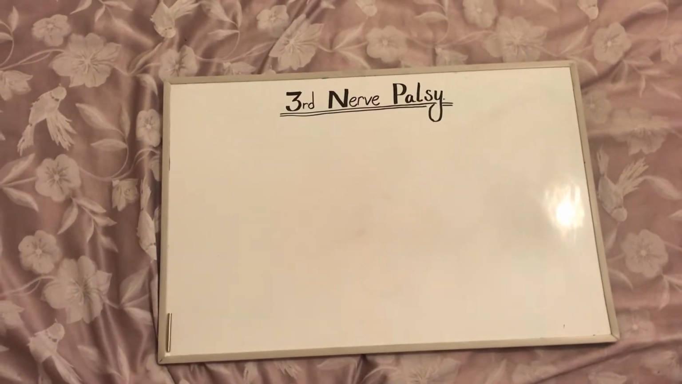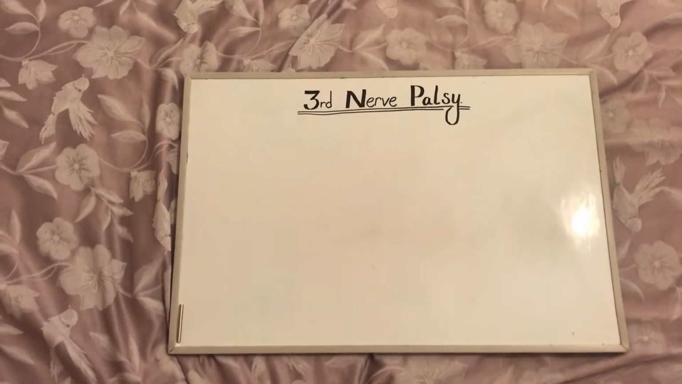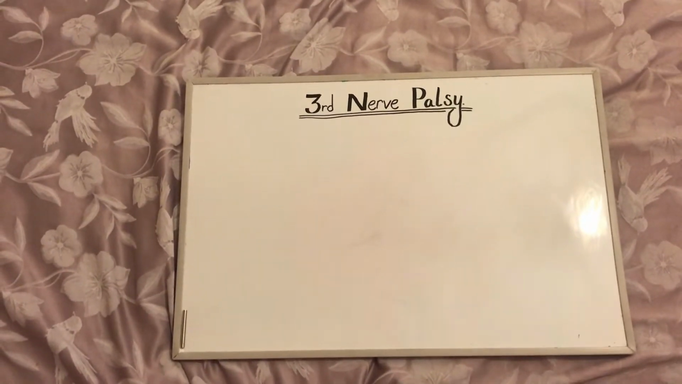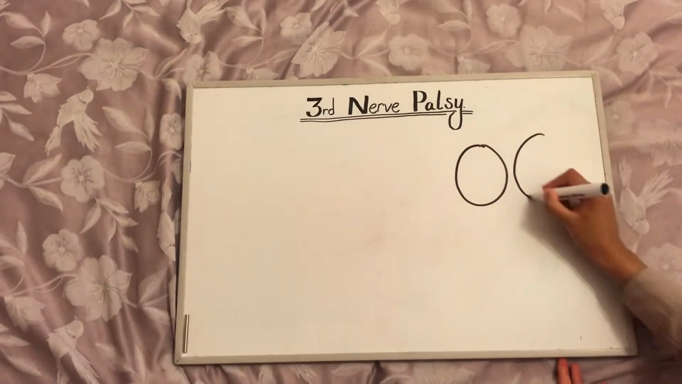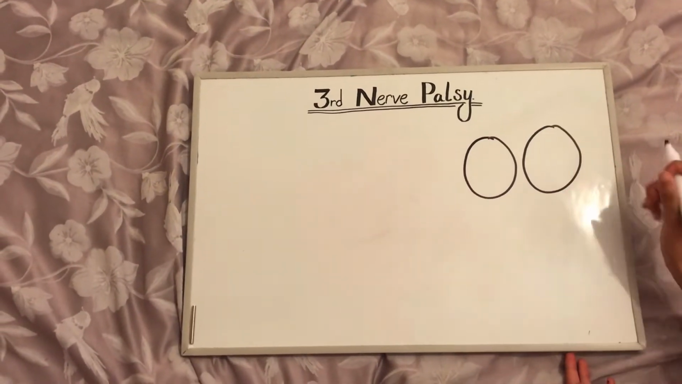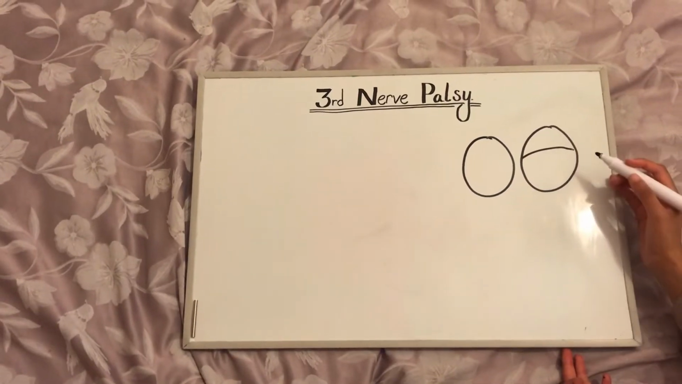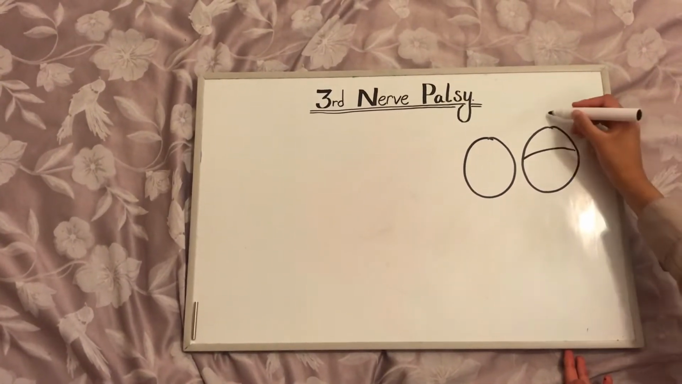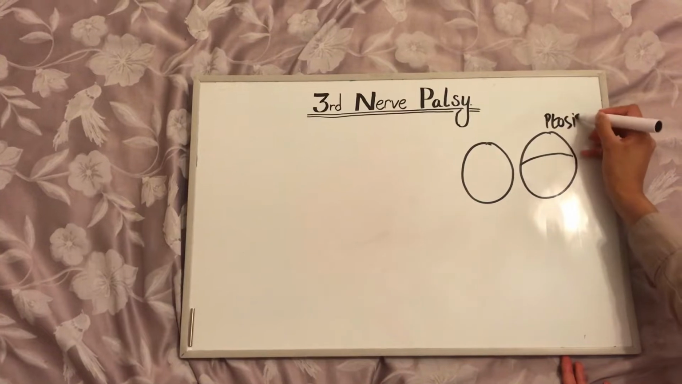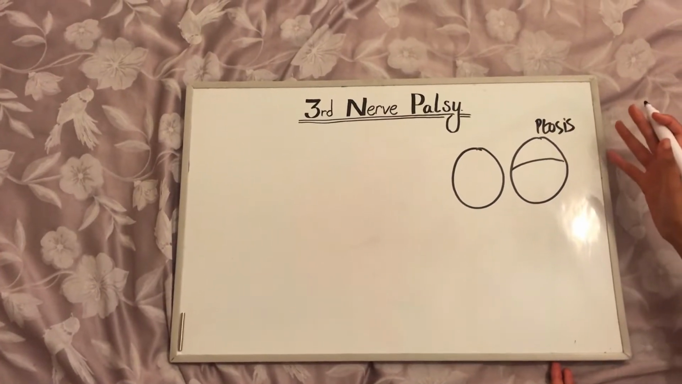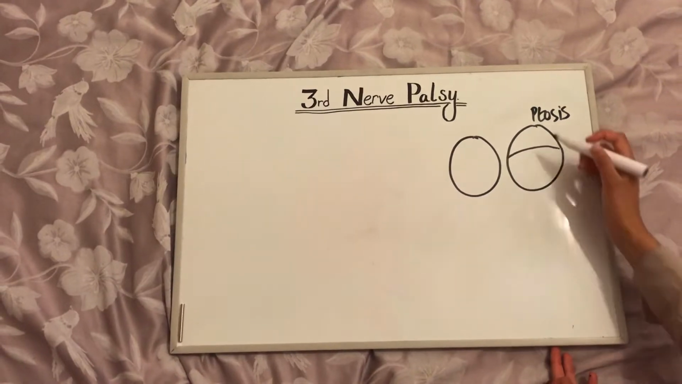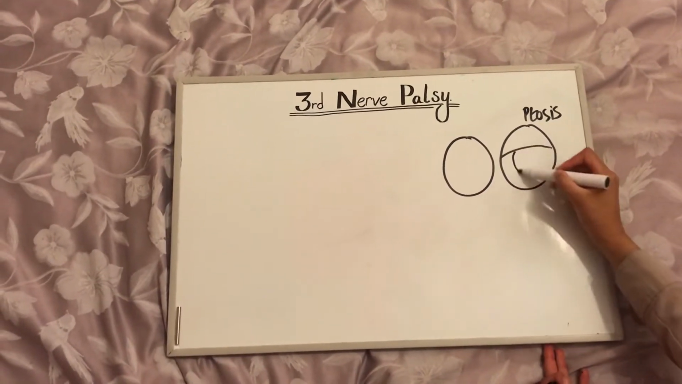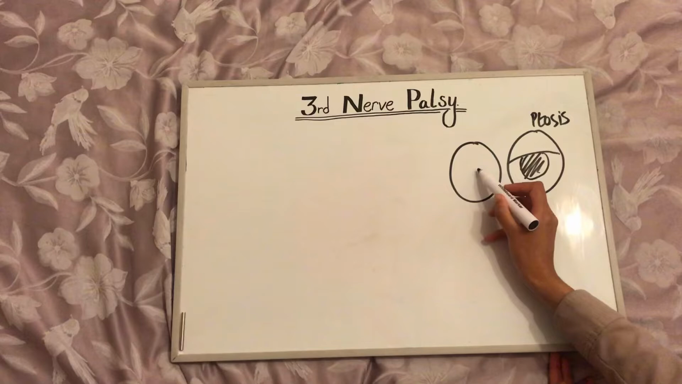So today we'll be talking about the third nerve, and more specifically the third nerve palsy. The third nerve is also known as the oculomotor nerve, and it's in charge of a few functions in the eye, such as the levator function. So in a third nerve palsy we might see a ptosis. This ptosis can be complete, it can be partial, it can be covering the pupil, it might not be covering the pupil. Another thing you might see in a third nerve palsy is a dilated pupil.